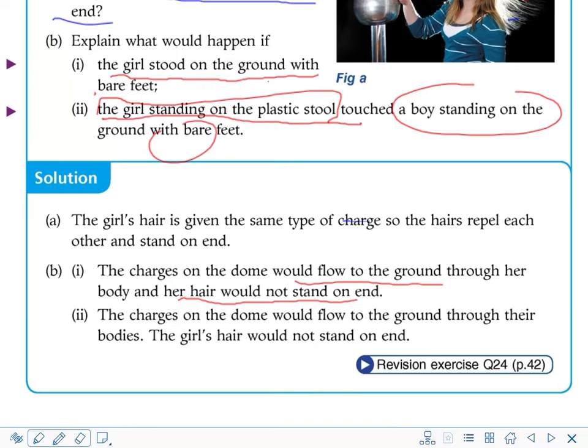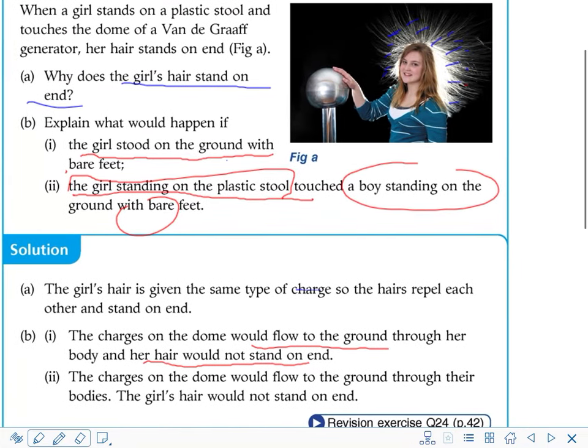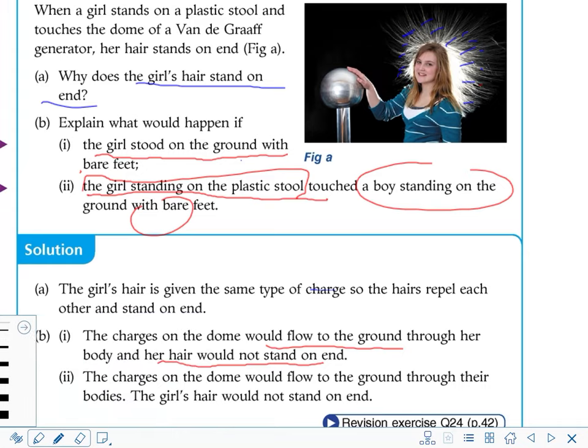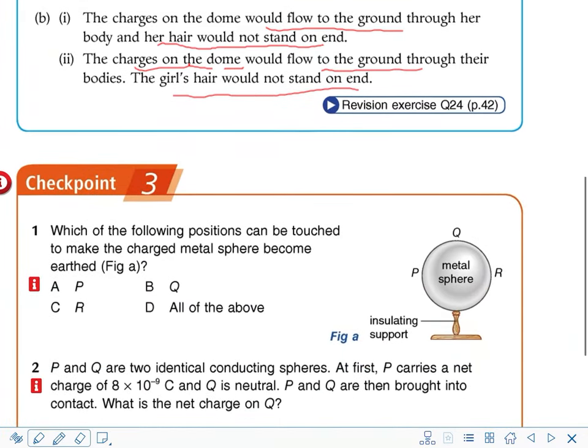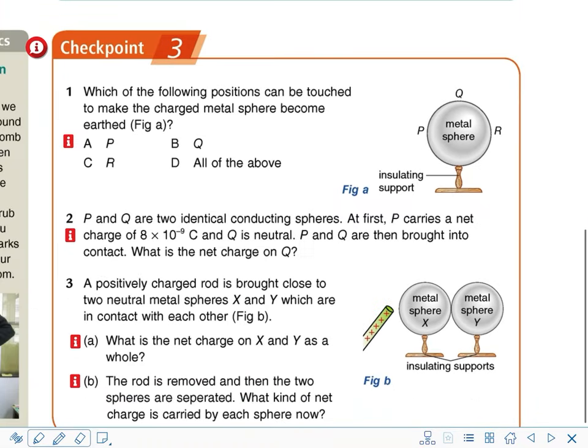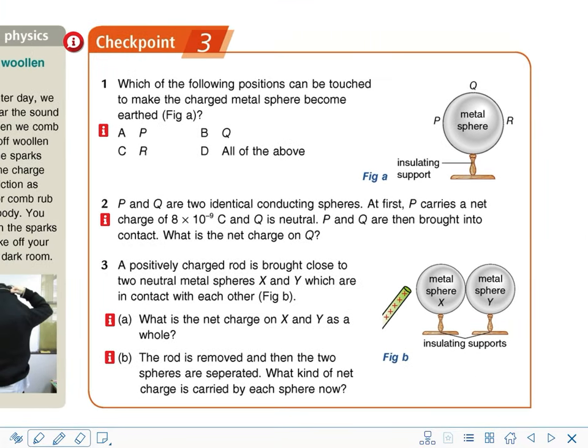a boy standing on the ground touches her, what happened? Here, the boy touches her. What happened on the ground? So, you know, the boy actually will become a conductor. So earthing happened. So the charge on the dome would fall to the ground. Okay, the girl's hair would not stand on end because of earthing, okay, through the girl and the boy.